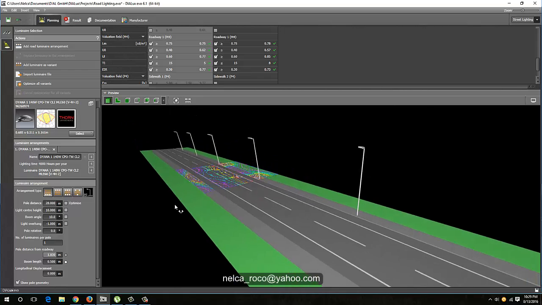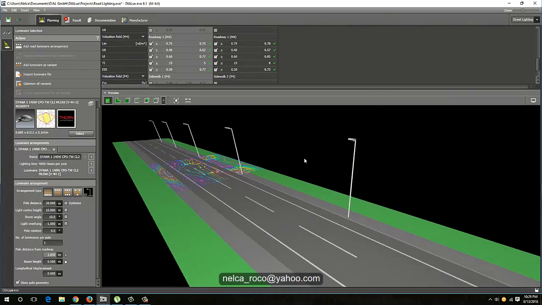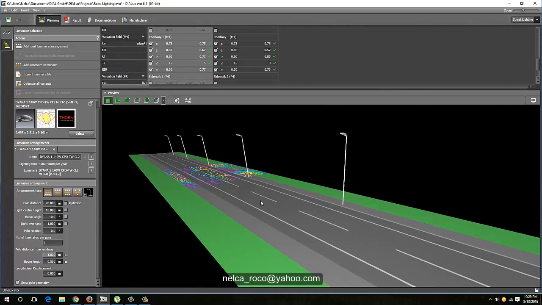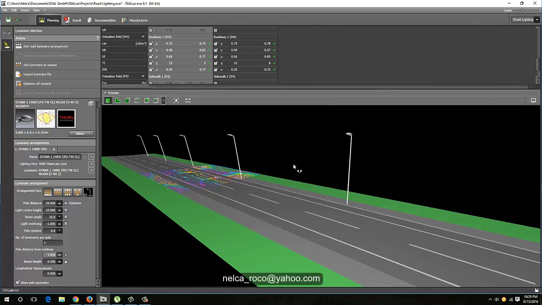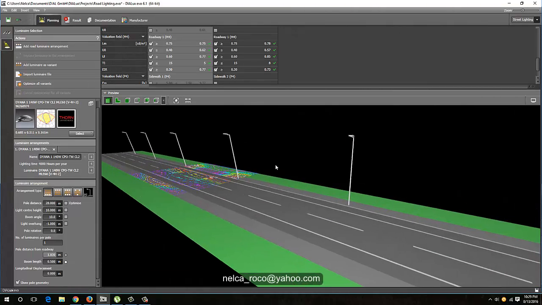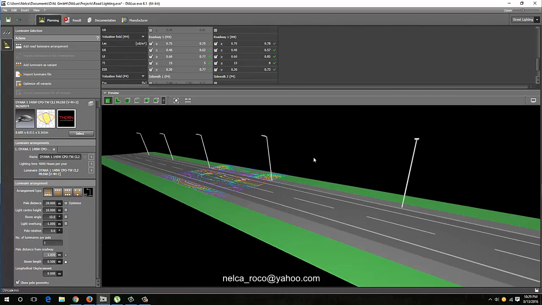Actually, most consultants know what they want, because most of them follow the standards or government standards for road lighting, since most road lighting projects are from the government. So they should follow the guidelines. So, okay, this is the follow-up.